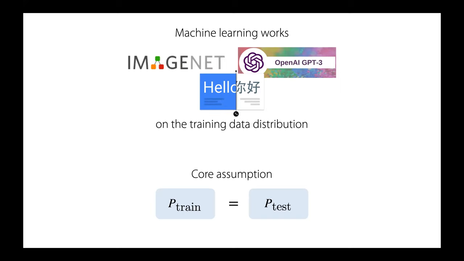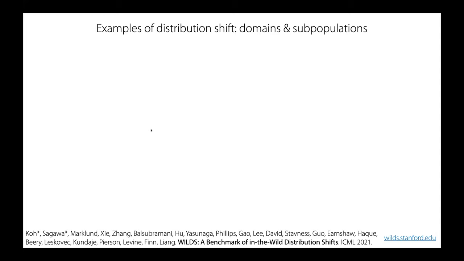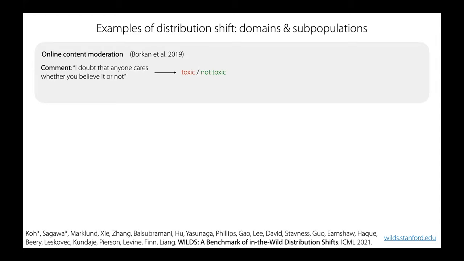Now, why might this matter? Let's look at a couple examples of distribution shift. One example is maybe you want to try to make the internet a better place and you want to be able to predict whether a comment is toxic or not toxic.